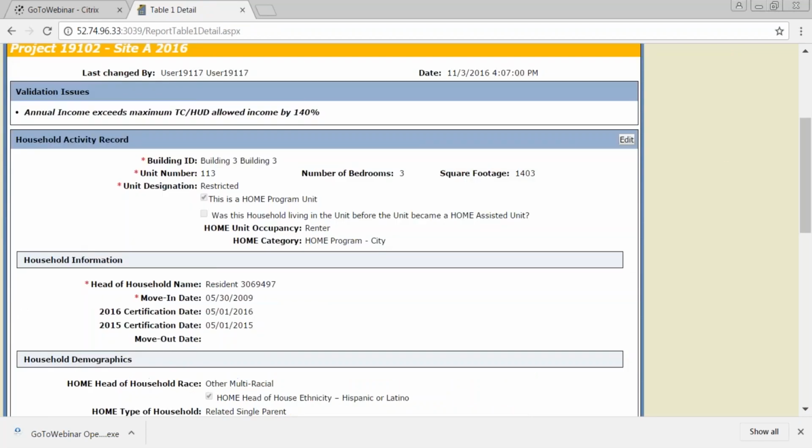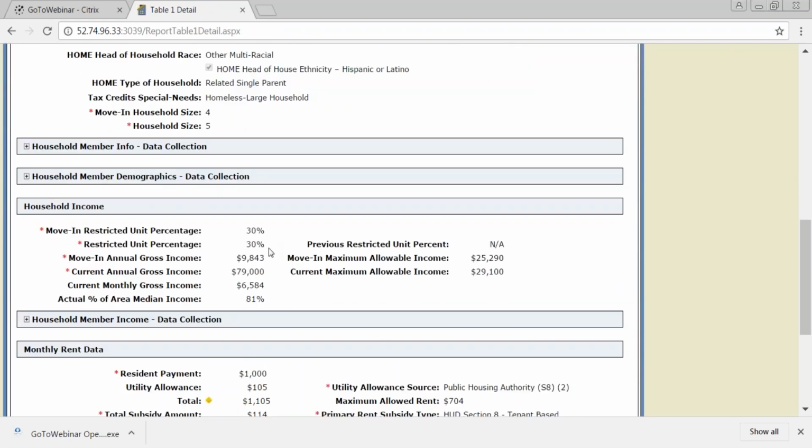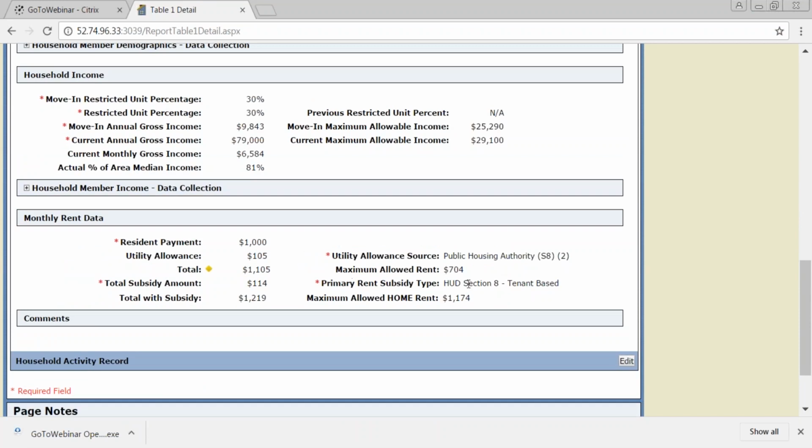All right, so in this case, again, it's still a low home unit because it's under 50%, but it's a tenant-based voucher. And we'll see here that there's a couple problems. Clearly, the resident payment plus utility allowance exceeds the maximum allowed rent, which we'll talk about in a little bit. But the issue here with the tenant-based voucher is that the total with subsidy right here, $1,219, exceeds the maximum allowed home rent of $1,174. And that is not permissible in a tenant-based situation.